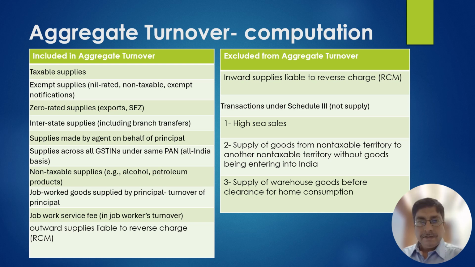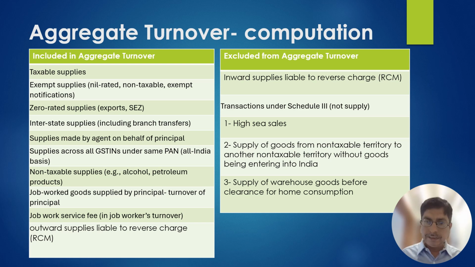Then, very important, are transactions covered under Schedule 3 of the CGST Act. The activities in Schedule 3 are neither supply of goods nor supply of services. Therefore, they will not be included in the aggregate turnover. What are those transactions? One, high sea sales. Then supply of goods from a non-taxable territory to another non-taxable territory without goods entering into India. And supply of warehouse goods, that is called bond to bond transfer.